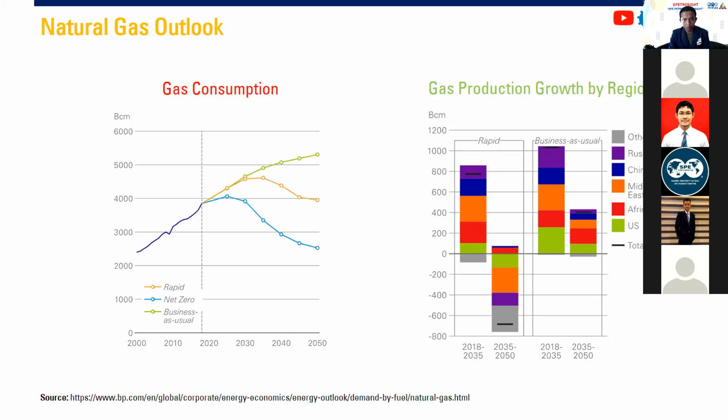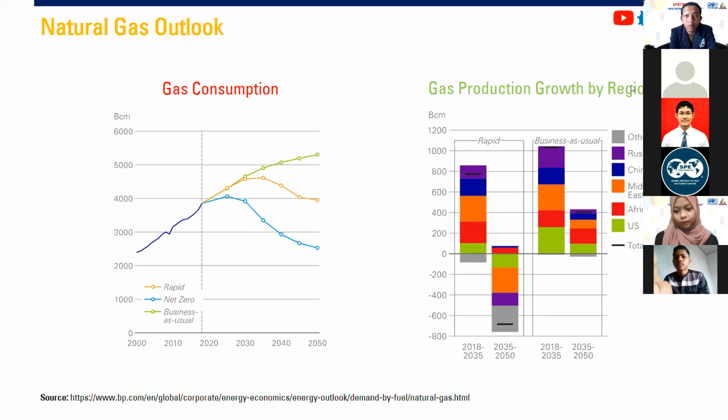If we go with the rapid scenario, the demand is still high. But if we go to net zero, as you can see, the demand will be significantly smaller. But what I want to emphasize here is that there is still a future for natural gas. Also, for gas production growth by region, we can see that a lot of countries will still produce natural gas at least until 2050. We can see here the natural gas production from the US, Africa, the Middle East, China and Russia. And Russia, at least until 2035, will still produce gas at a large scale.